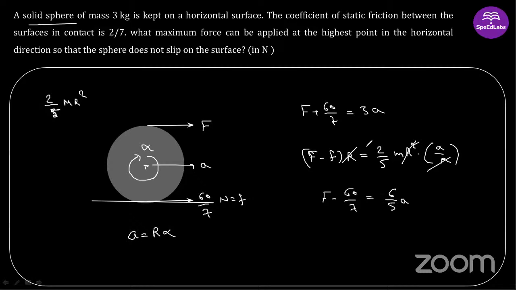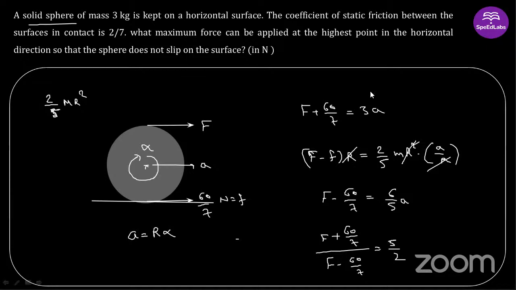We want to get capital F. There are two equations with two variables, so let's remove A by dividing. What will we get? F plus 60 by 7 upon F minus 60 by 7 is equal to 3 divided by 6 by 5, which is 5 by 2. So we get 5 by 2. Cross multiply and solve, and we'll get our answer.